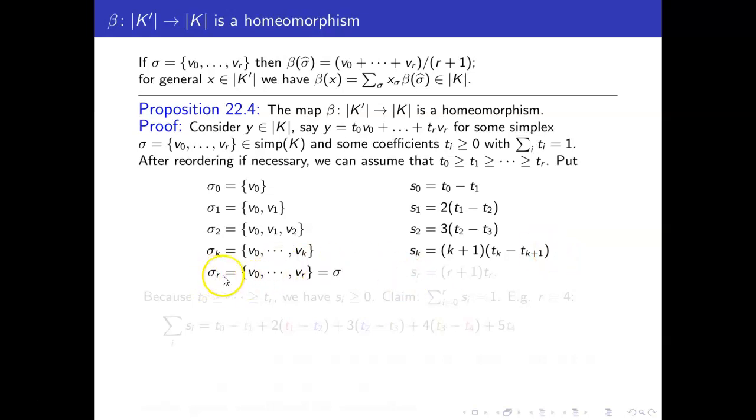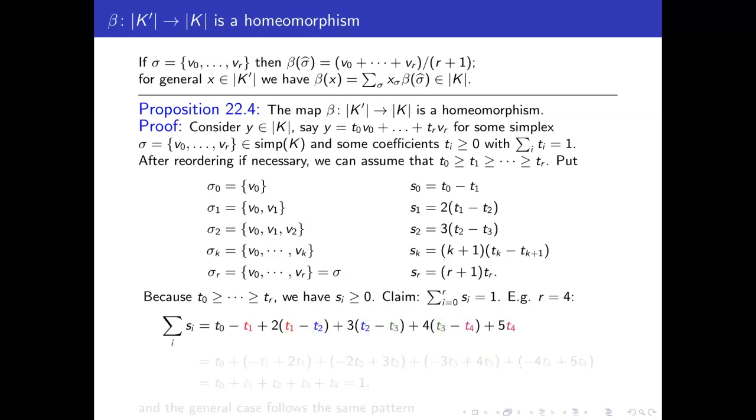So at k equals R, sigma R is going to be v0 up to vR, which is the whole of the original simplex sigma. And sR is going to be R plus 1 times tR. You might expect tR minus tR plus 1, but there is no tR plus 1. It only goes as far as tR. You could just decide to define tR plus 1 equals 0, and then the pattern would continue, or we can just make an exception for this last case. Okay, but as we mentioned already, because the t's are in decreasing order, it follows that the s's are non-negative. And we want to claim that the sum of the s's is equal to 1.